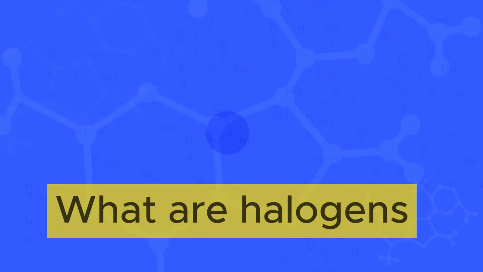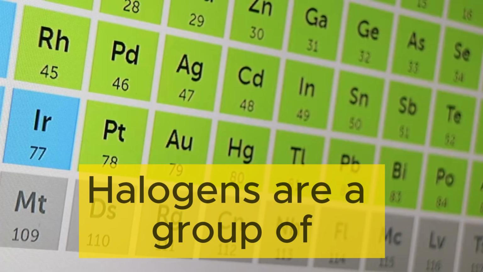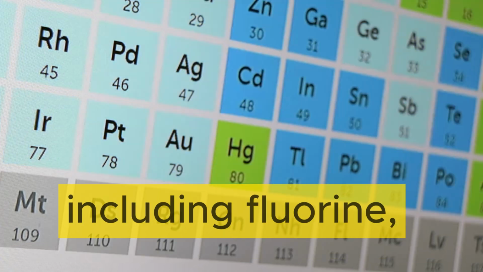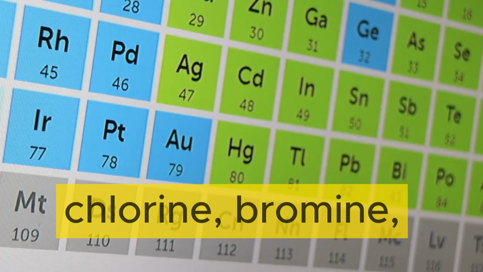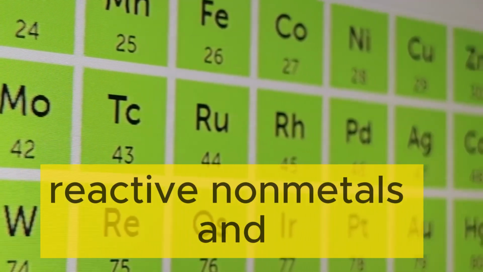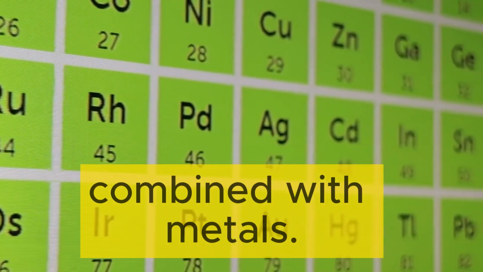5. What are halogens and their uses? Halogens are a group of elements in group 17 of the periodic table, including fluorine, chlorine, bromine, iodine, and astatine. They are highly reactive nonmetals and often form salts when combined with metals.